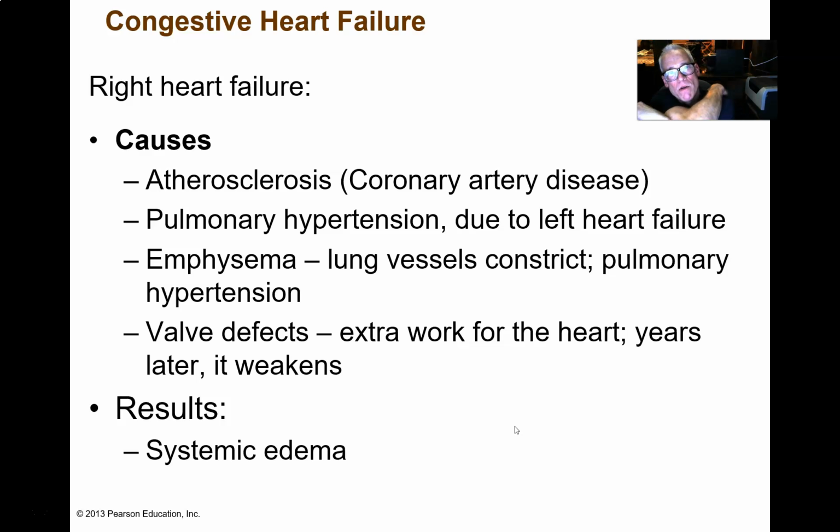So on the right side, what are the things that will cause right heart failure? Atherosclerosis, coronary artery disease, same as on the left heart, robs the heart of oxygen, and eventually it dies. Pulmonary hypertension, usually due to left heart failure or emphysema. Either one will cause pulmonary hypertension, which will eventually kill the right heart. Valve defects on the right side of the heart, same as on the left side, if those valves happen to be the ones that are affected, cause right heart failure.